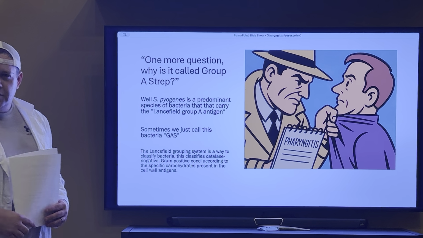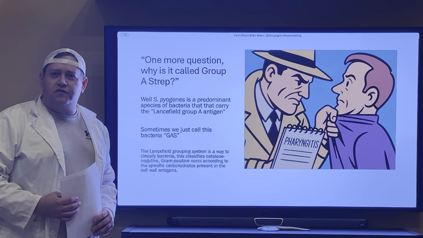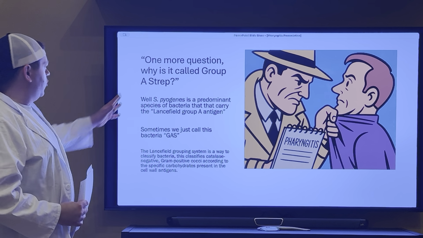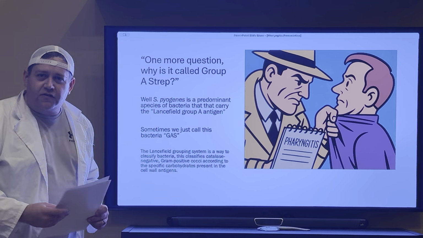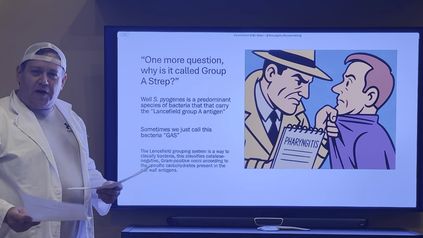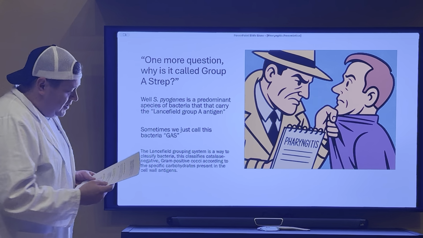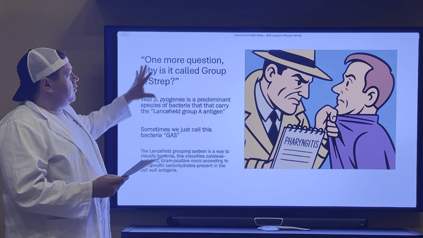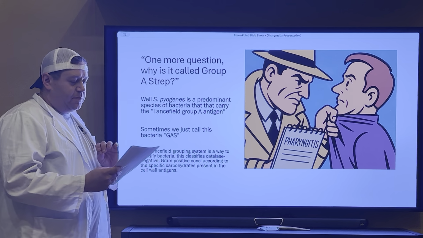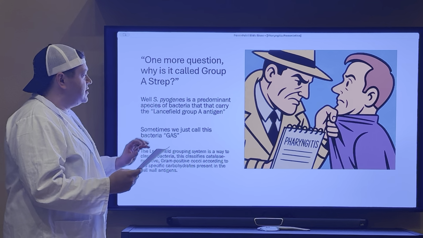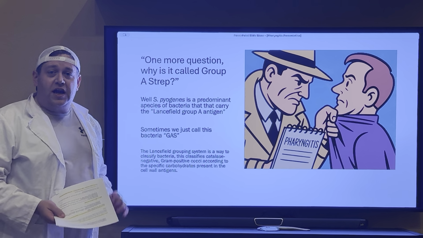One more question. Why is it called Group A strep? Well, Group A strep is also going to be called GAS. I know, you can stop laughing by now because everybody has had gas at some point. Group A strep also has a molecule on its surface that helps it basically not to be detected. It's called the Lancefield antigen.